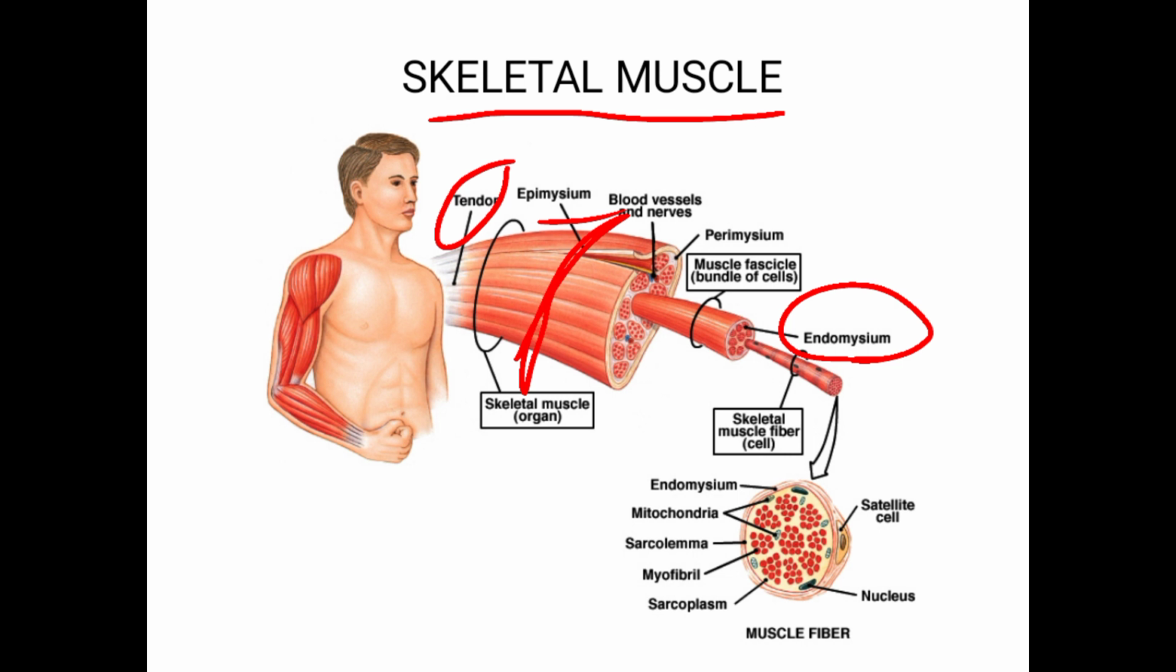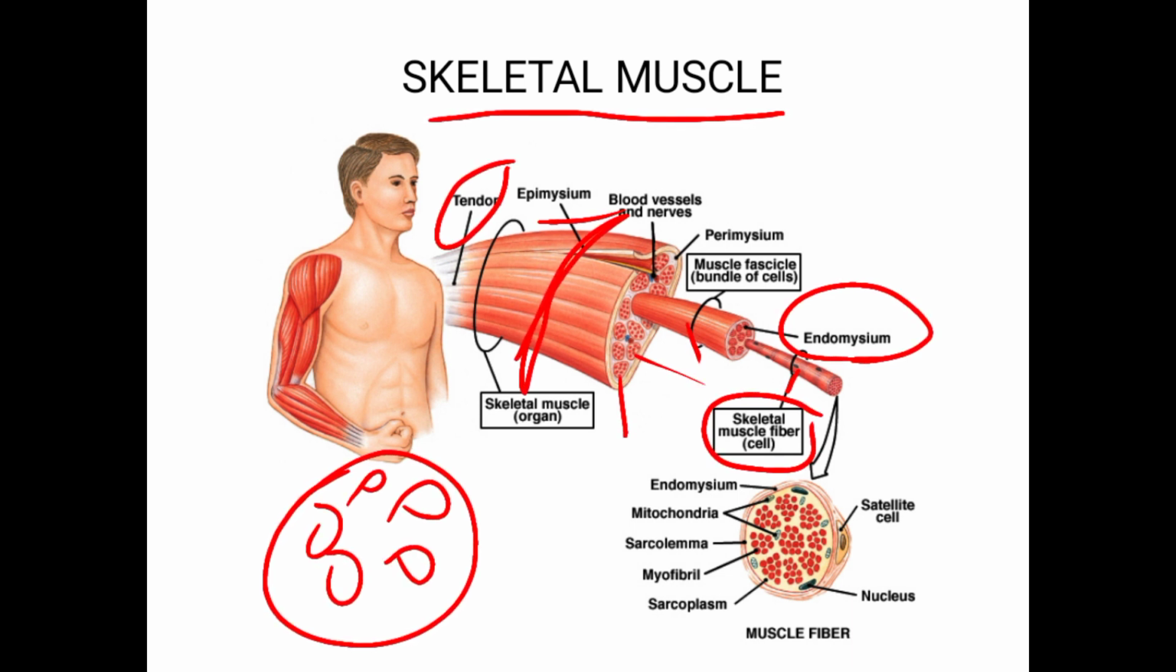Inside the endomysium, this is a single skeletal muscle fiber or a cell. Single muscle fiber, so it is arranged in a bundle. You can see that inside there are many bundles of cells. Inside a bundle of cells, there are many muscle fibers. Again inside, there are small muscle cells and fibers. Clear? Understand?